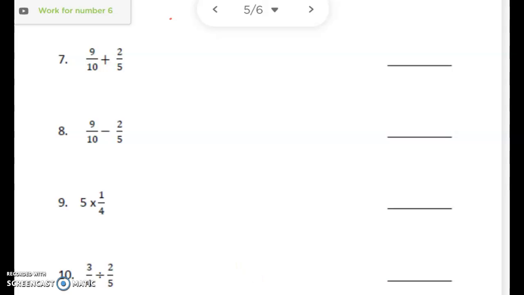Number 7. 9/10 plus 2/5. Now we have a problem. 9/10 plus 2/5, they both have unlike denominators. So I've got 9/10 plus 2/5. Do they have a common denominator? No. So I'm going to put those numbers in a sled, the 10 and a 5.